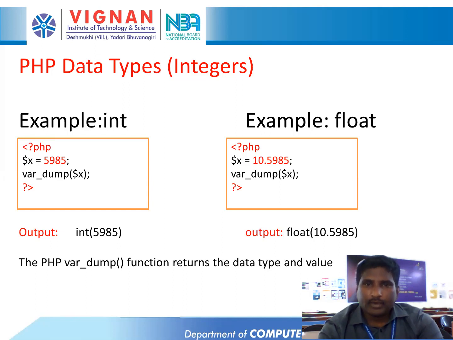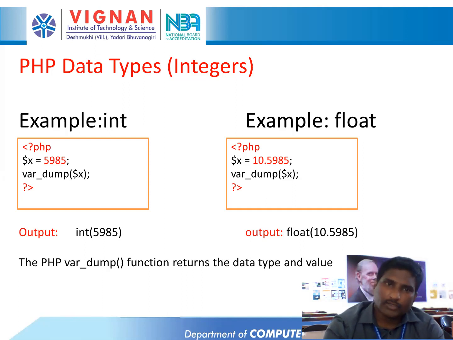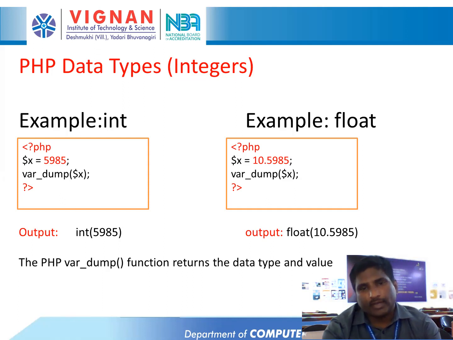In the next example, the value of $x is a float value, so var_dump tells us the data type, and the output is float. The var_dump function returns the data type and value. So in order to know about the data type, we can use var_dump, and within it we pass the variable so that it displays the data type and value.